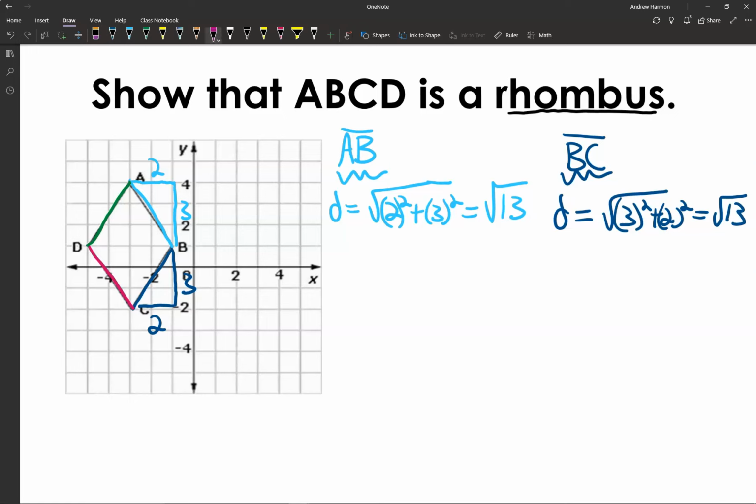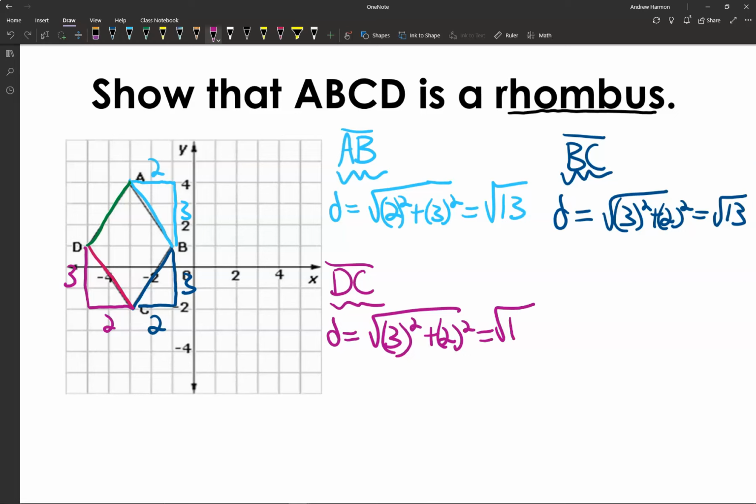We'll look at side DC. So side DC has a length of 2 and a length of 3. So to get its distance, we will do the square root of 3 squared plus 2 squared. And again, that gives us a square root of 13.